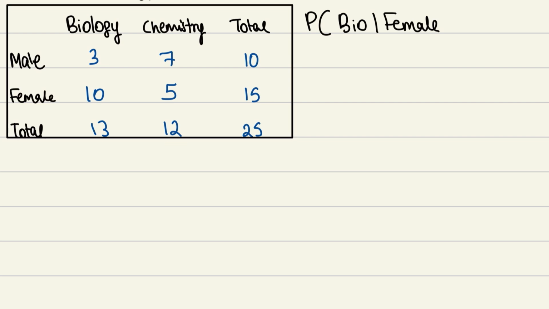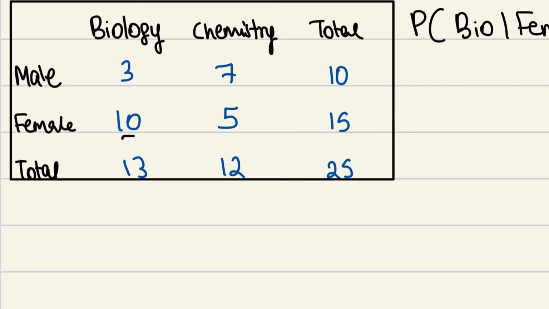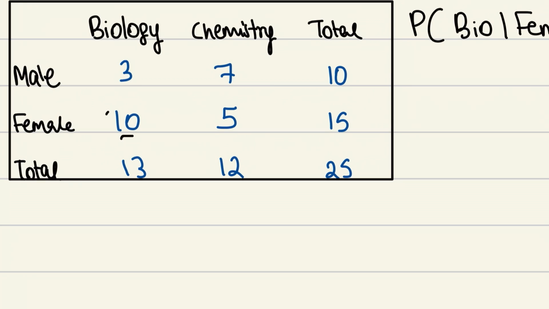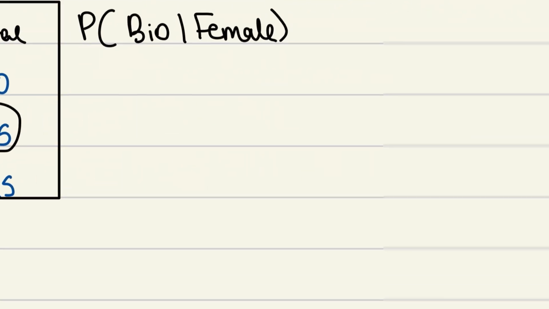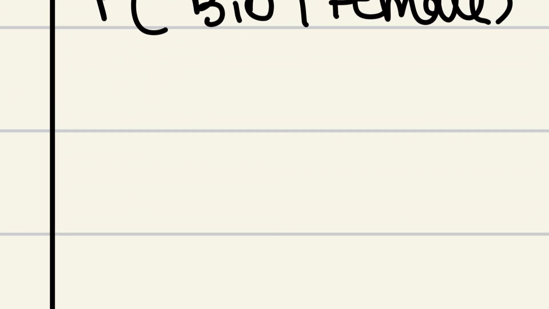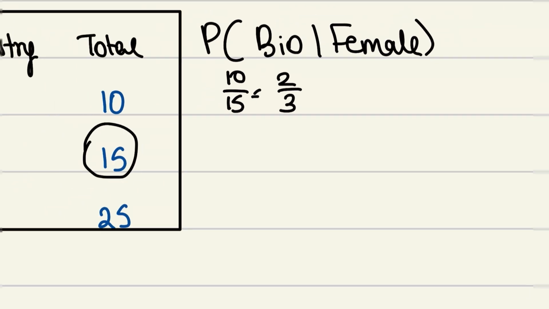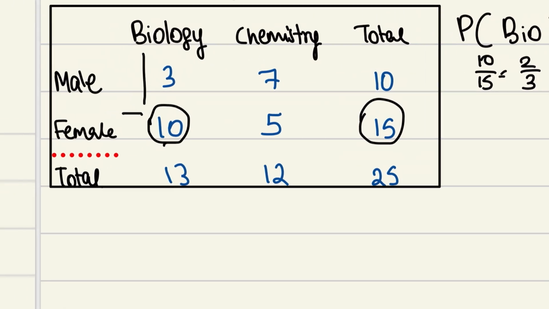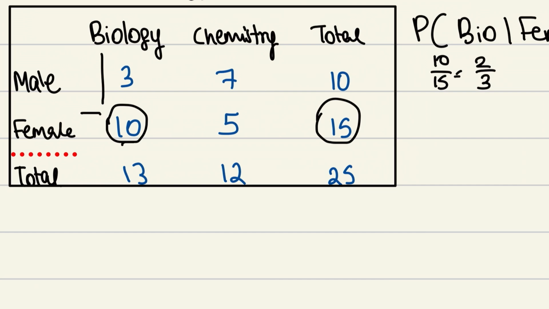So now we need to see how many people are taking bio given that they're a female. So you could just look at it as 10, because bio and female, we need to look at the intersection as seen earlier. So this is the intersection of biology and female, and then the sample space is the female, so this is the total sample space. So we would simply just do 10 over 15, which is 2 over 3. So the probability that a student takes bio given that they're a female is simply just 2 over 3.